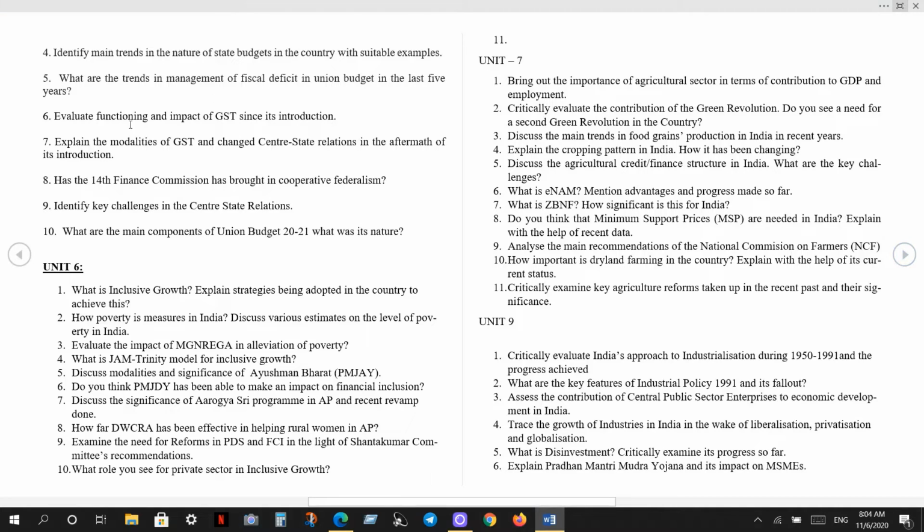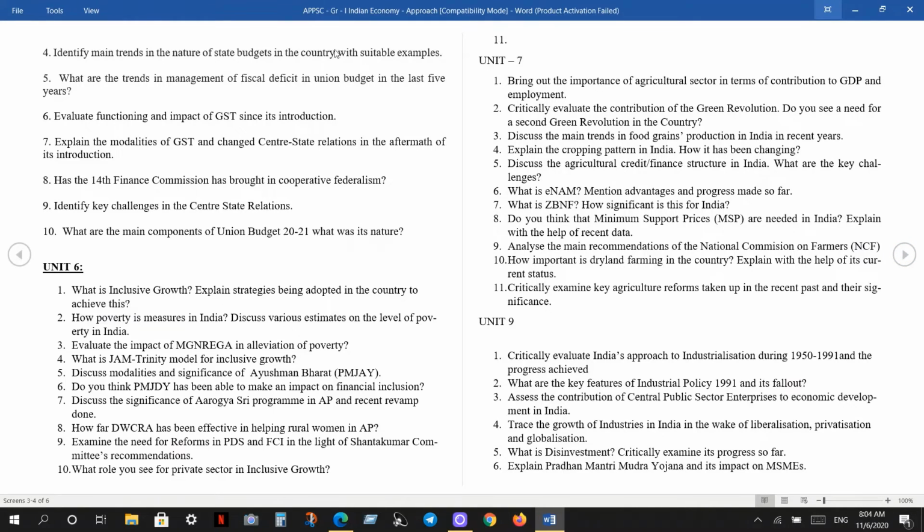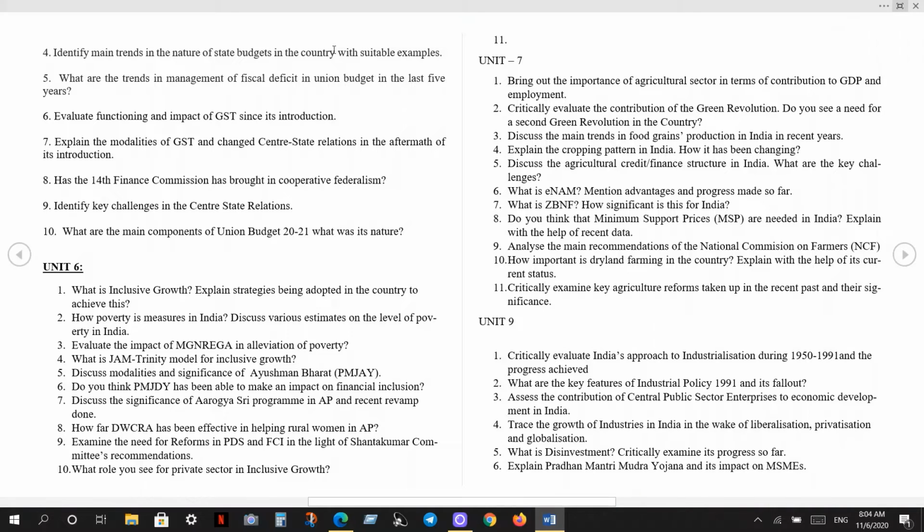Then what are the main trends in the nature of state budgets in the country is very important. Now the fiscal deficit question is likely. What are the trends in the management of fiscal deficit in the union budget in the last 5 years? Or they may ask about recent years. Unless they ask 5 years, you stick to 3 years, because 3 years is a trend. Only 2 years data you should never give, because we cannot establish any trend.